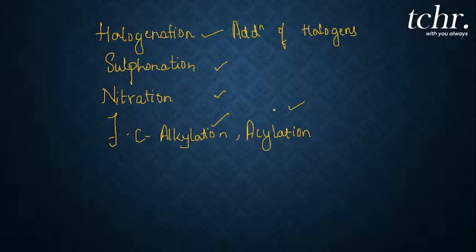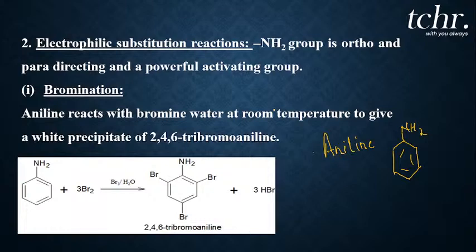So now we have to study how electrophilic substitution happens in amines or anilines. For that I have brought a very interesting example in front of you, that is halogenation, where bromine is added, which we call bromination.